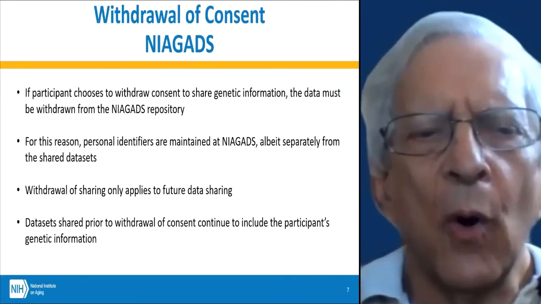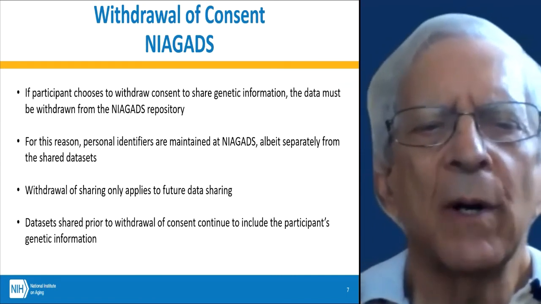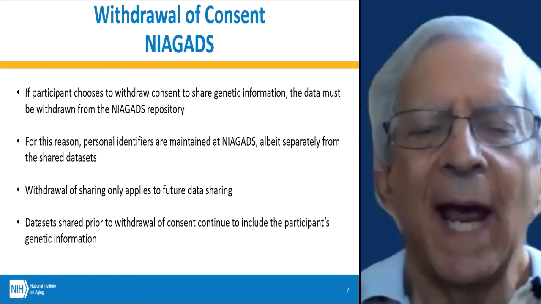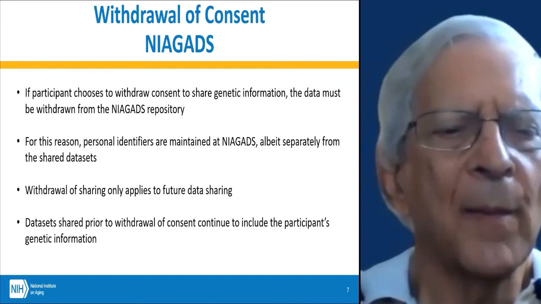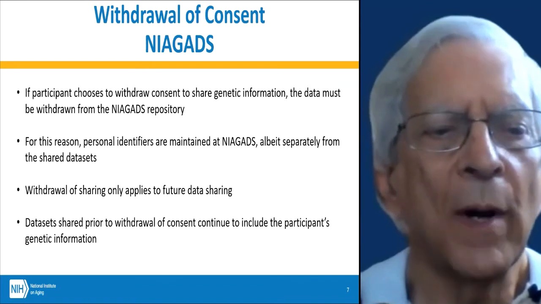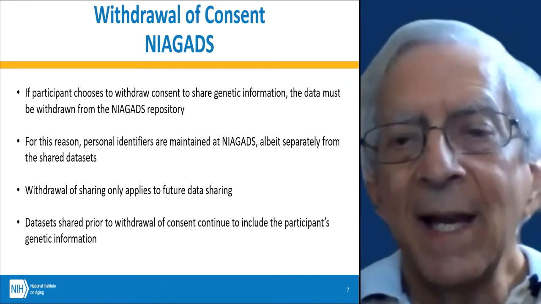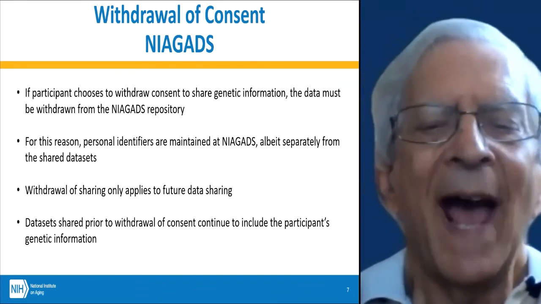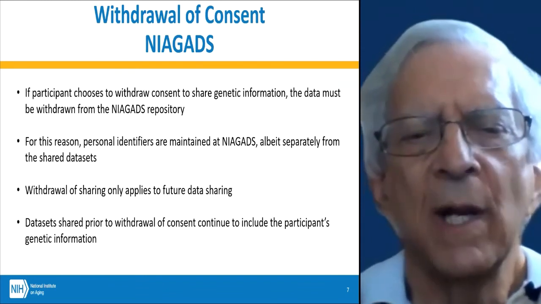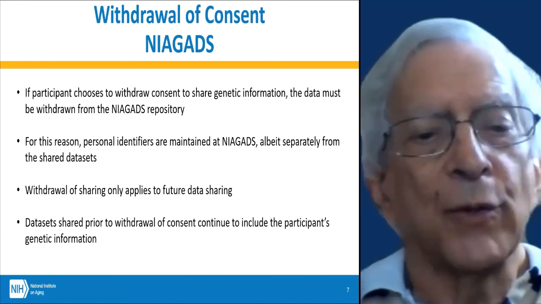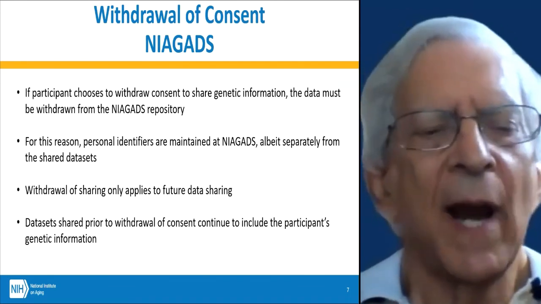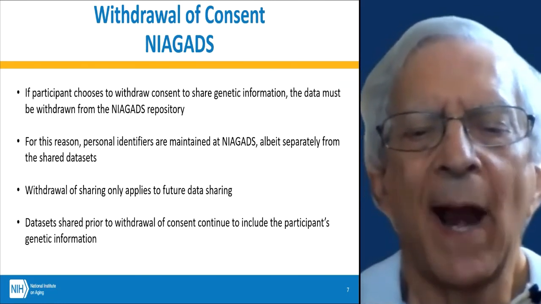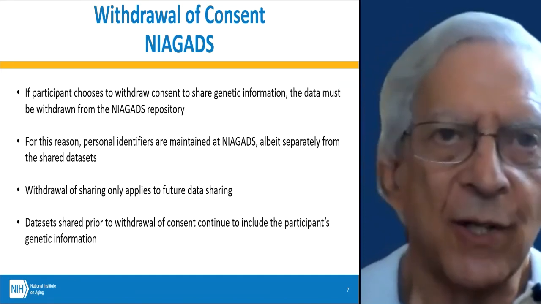In terms of withdrawal, it's important that individuals are able to withdraw consent to share information at any point from a repository. And this is one of the reasons, maybe the one that comes to mind first, why personal identifiers are important, why they're maintained in NIAGADS, although maintained separately from the shared data sets themselves, because of course we need to have that information in order to honor requests for withdrawal of consent. The withdrawal applies only to future data sharing. We can't affect data sets and analyses that were carried out prior to withdrawal, and that's understood in our original consenting of individuals.